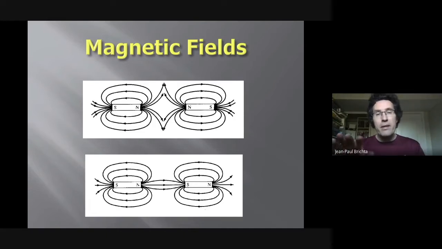If we have the two opposite ends facing each other, so a North Pole facing a South Pole, then you actually have a rather strong magnetic field in between those two poles, as the magnetic field lines go from the North Pole of the one magnet towards the South Pole of the other magnet.